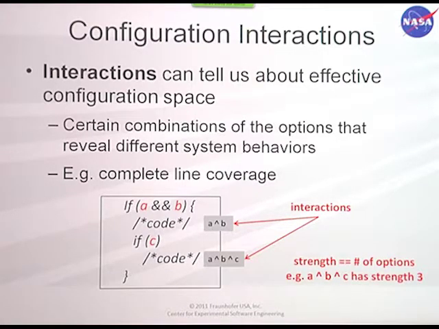And we define the strength of an interaction to be the number of options that are participating in the interaction. So for example, the last interaction here has 3 variables, therefore it has a strength of 3.